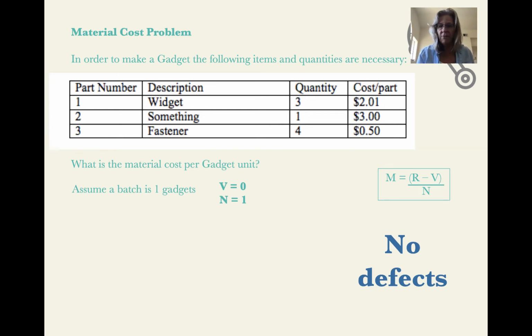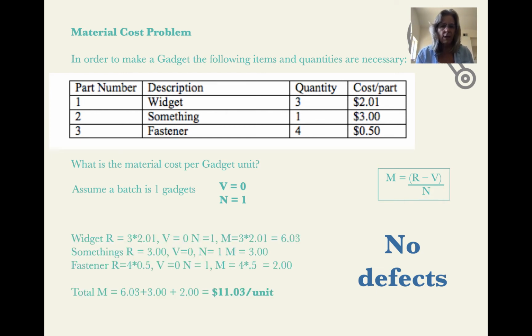So putting V at 0 and N at 1 means all we have to do is calculate R. And R is made up of 3 widgets at $2.01, 1 something at $3, and 4 fasteners at 50 cents each. When we do that calculation all the way through, we just add up all those items, and it means it's going to cost $11.03 per unit. It's pretty logical when we look at it this way.